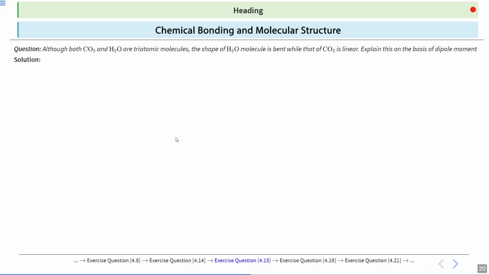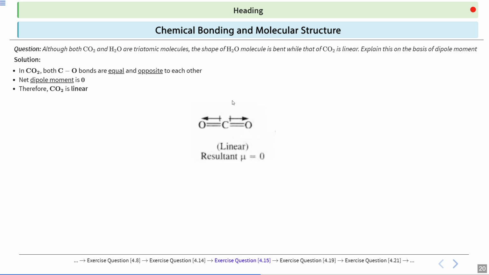So writing for that, we can say that in case of CO2, both of the CO bonds are equal and they will be opposite to each other. As a result, the net dipole is 0. And therefore, we can say that CO2 is linear in shape.